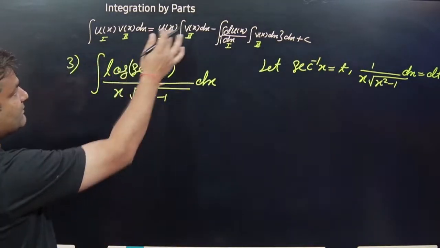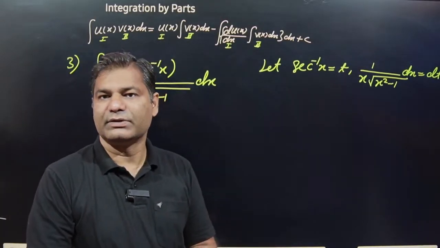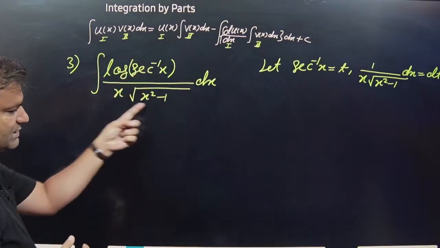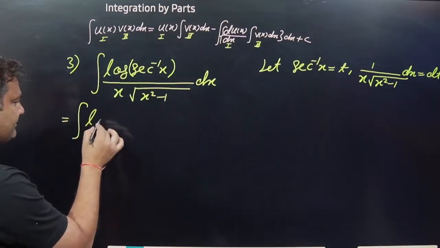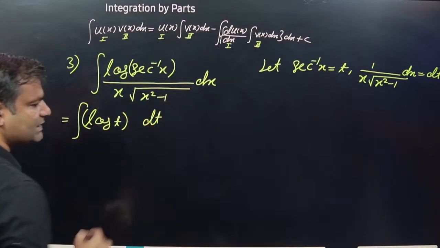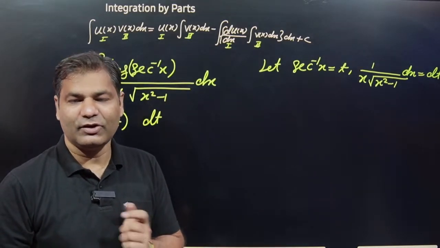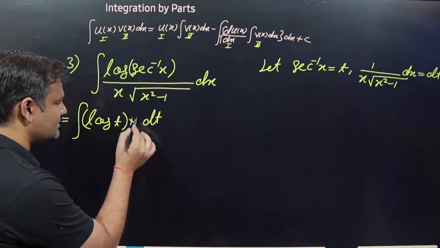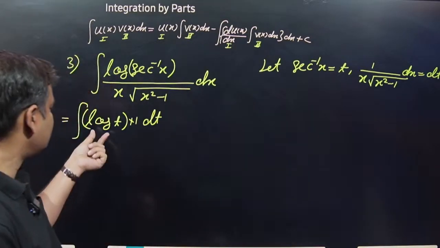Before applying the formula, you can simplify this question. Clear? How can we simplify? Look here, if this part is t, then that part is dt. So it becomes log t into dt. Once again, this is a simple one-function integral. Log t is one function, so we multiply by 1, writing log t into 1 dt, so this is a two-function problem.